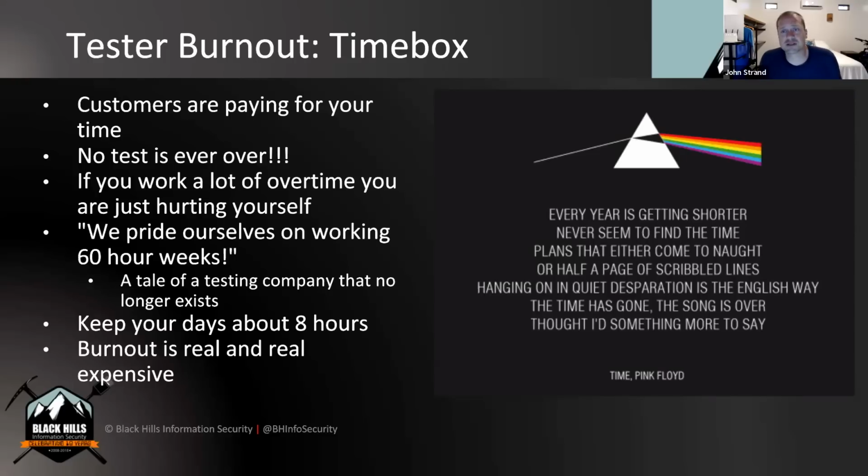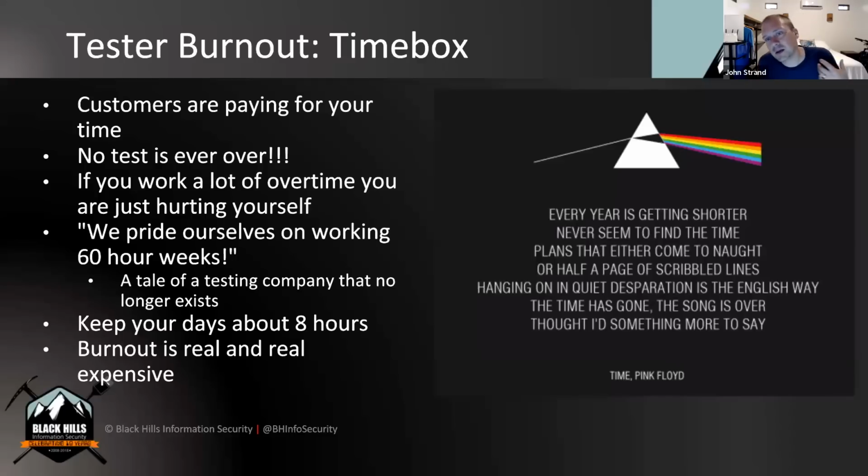If you're working overtime, you're only hurting yourself. Even if you're getting paid for your overtime, you are hurting yourself. You are hurting your family. You are hurting your kids. You are hurting your pets. You are doing damage that is irrevocable, that'll impact you for the rest of your damn life. And I'm speaking from experience on this.